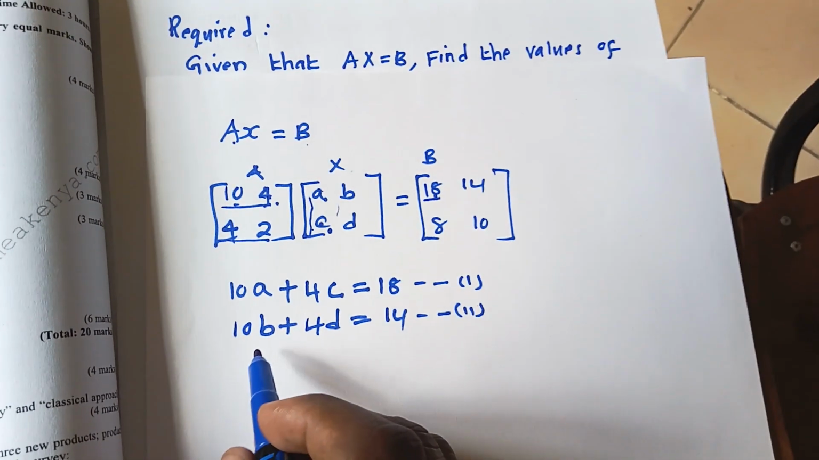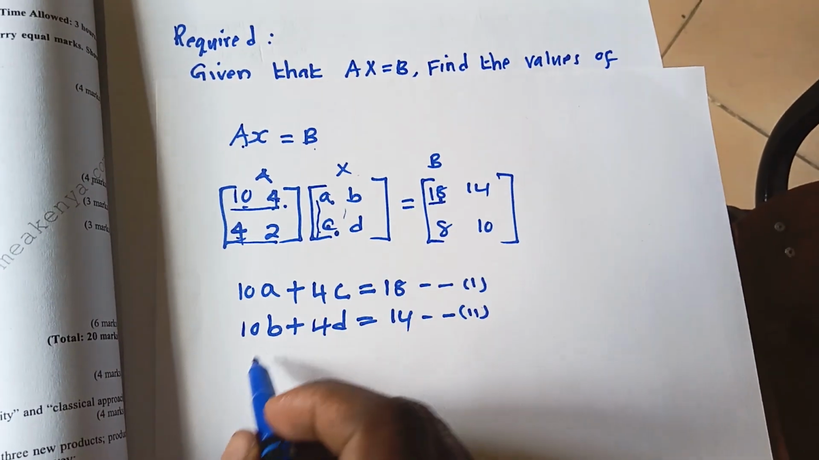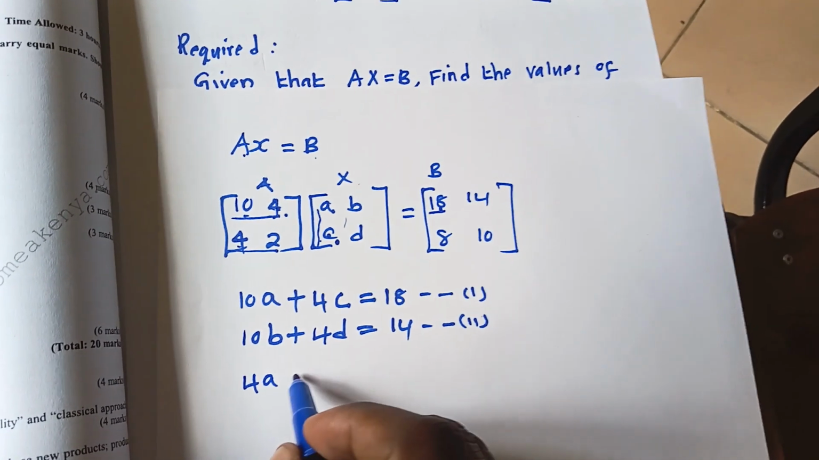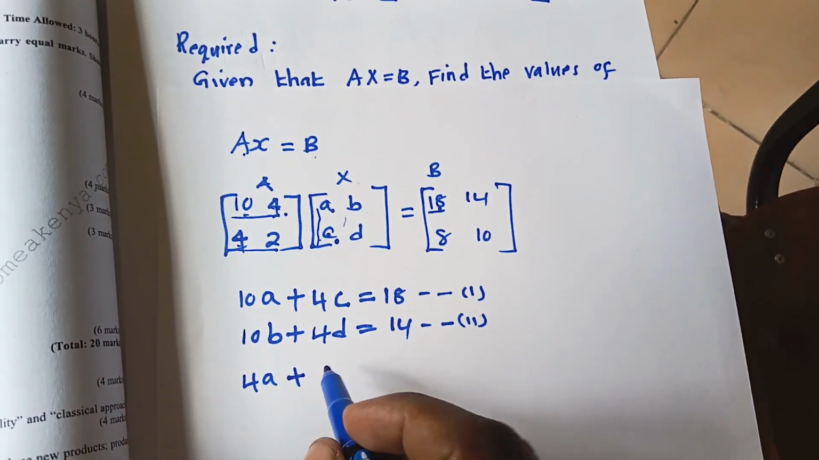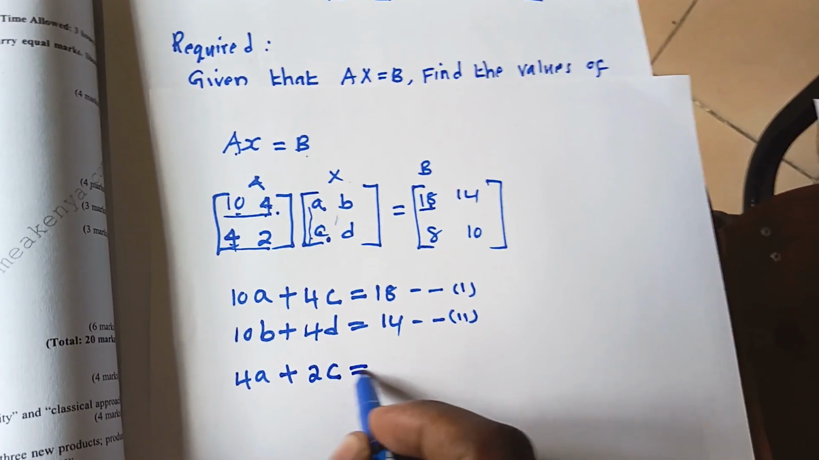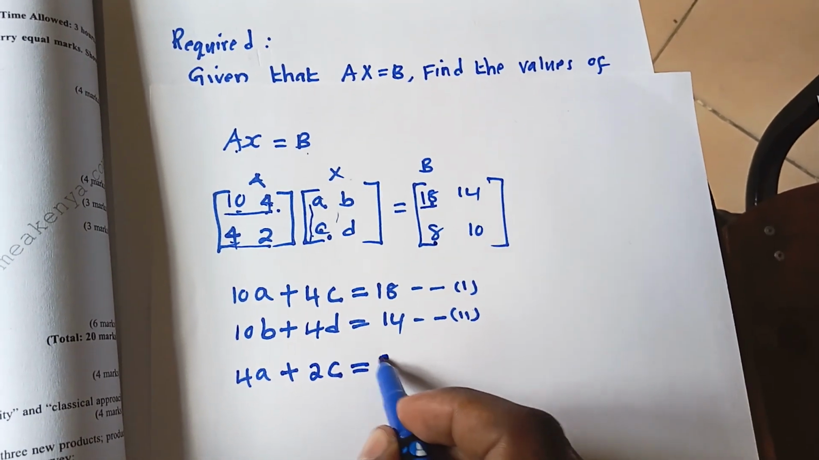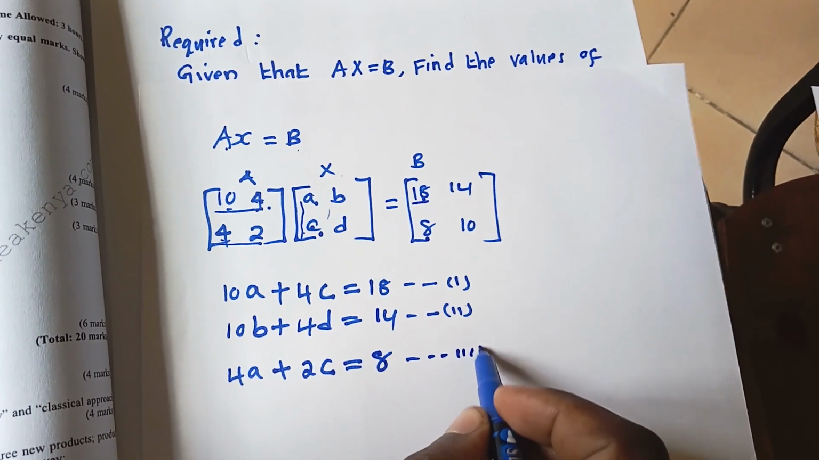So it is the same as saying these are 4 times A, which is 4A. Then we add 2 times C, that is 2C. Then we equate it to 8. That is our equation number 3.